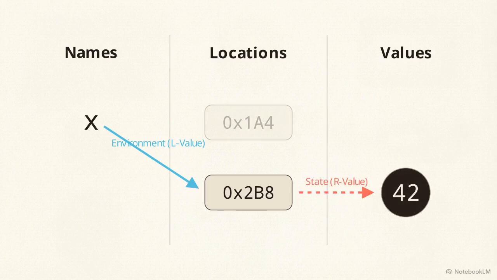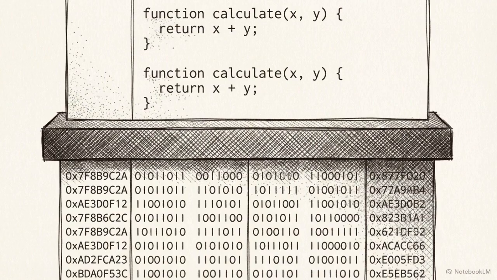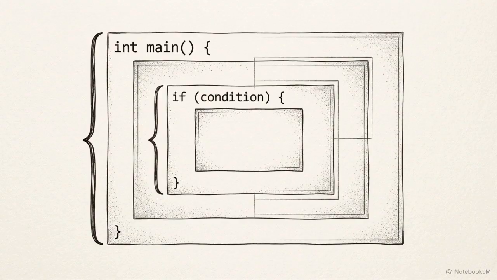Stage 2 is the state mapping, binding that physical location to an actual value, the R value. State mappings are strictly dynamic. As the program computes new data, the value at a location updates continuously, even while the environment mapping remains static. This two-stage mapping ensures that the logic of the source code remains intact, even as the underlying data is reorganized during execution. In the C family of languages, the environment is defined by block-structured scoping.